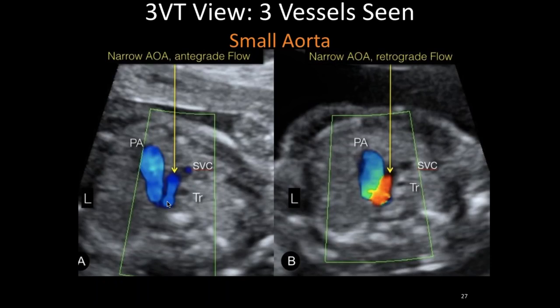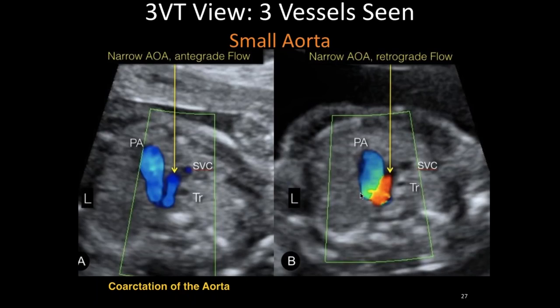So here I'm thinking about aortic stenosis, and I'm thinking about maybe coarctation of the aorta. So these are the two things I'm thinking about. So I put here coarctation of the aorta, but it could be mild aortic stenosis.